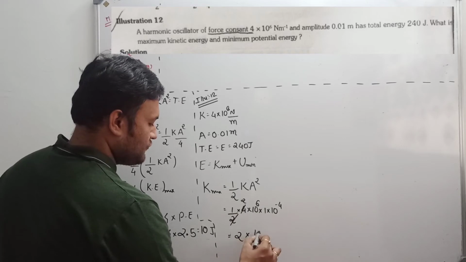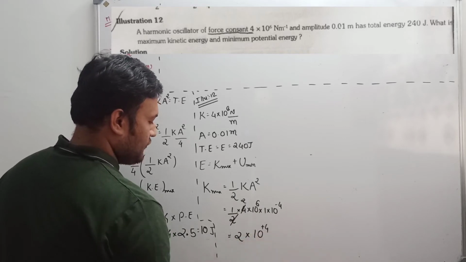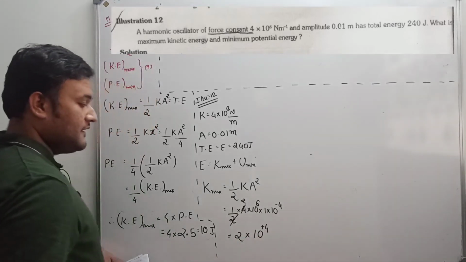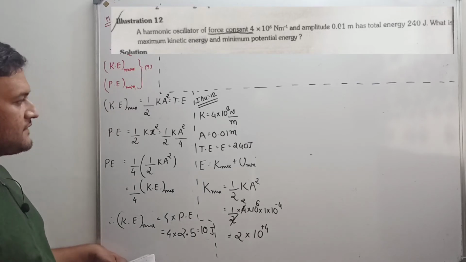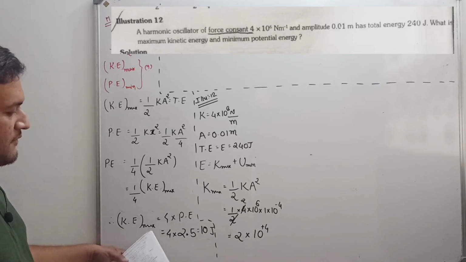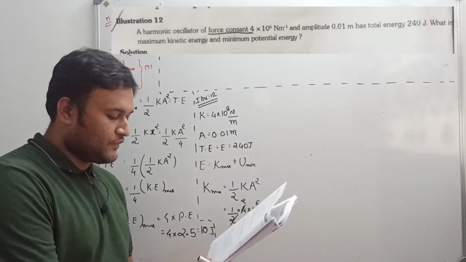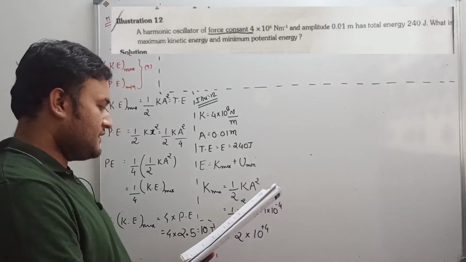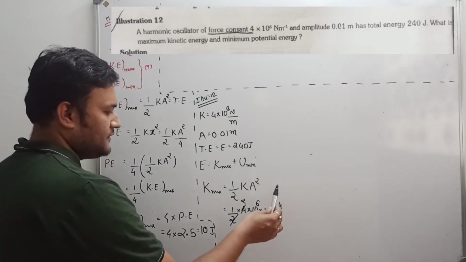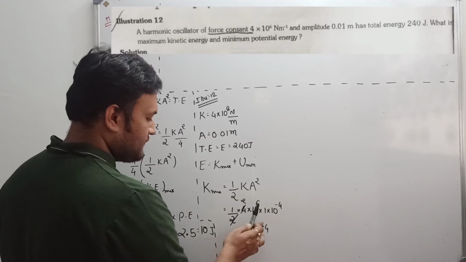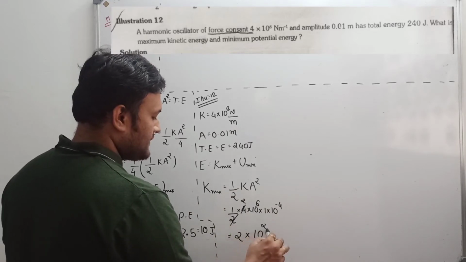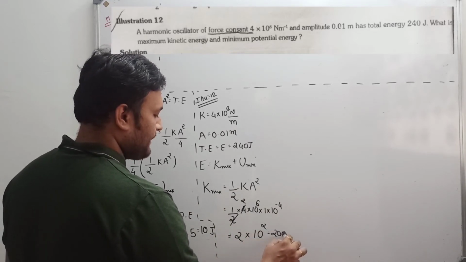2 into 10 raised to 4. So this is the K maximum. Okay, this one is K maximum, 2 into 10 raised to 4. Okay, just let me check. Here 10 raised to 1 into 10 raised to minus 4, here the 10 raised to 2, and this one is 200 joule.